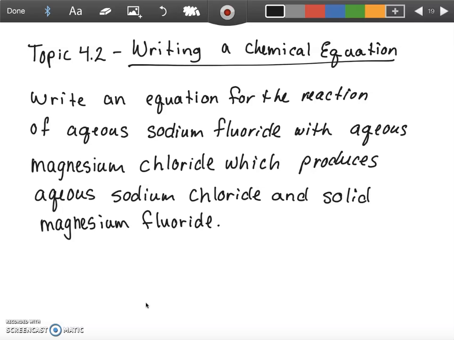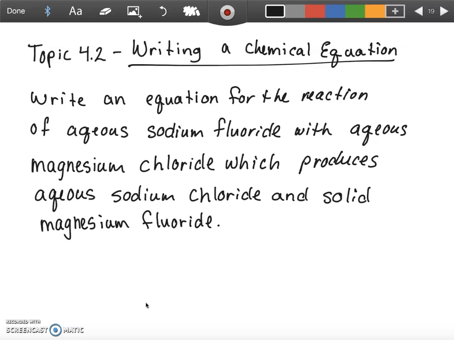Okay, so reading this question one more time, it says write an equation for the reaction of. As soon as I see that phrase, for the reaction of, I'm thinking, okay, what are my reactants? And it's saying aqueous sodium fluoride and aqueous magnesium chloride. And then that's followed by which produces. As soon as I see that word, which produces, I'm thinking, okay, whatever's coming after that is going to be the products. And for the products, it's going to be aqueous sodium chloride and solid magnesium fluoride.